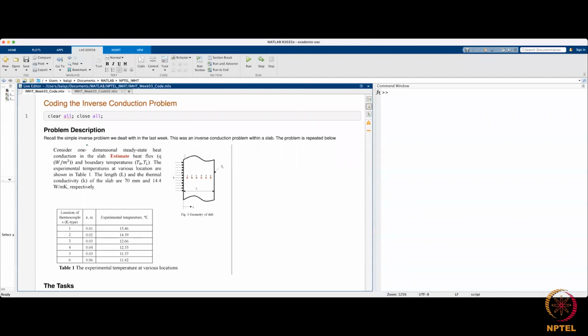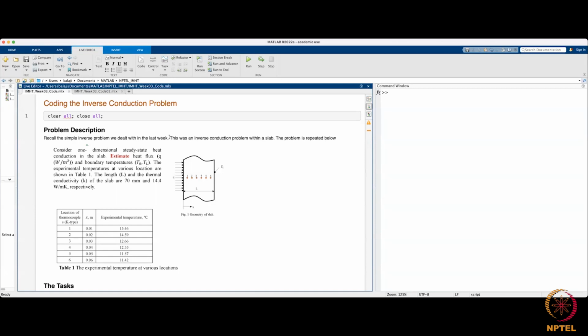In this video, we'll go over the code for solving the inverse conduction problem using all the methods that we have seen so far. I'll also be introducing you to how to draw parity plots. And we will see the major advantage of using the normal equations approach rather than the handcrafted approach that we did for solving the linear regression problem.